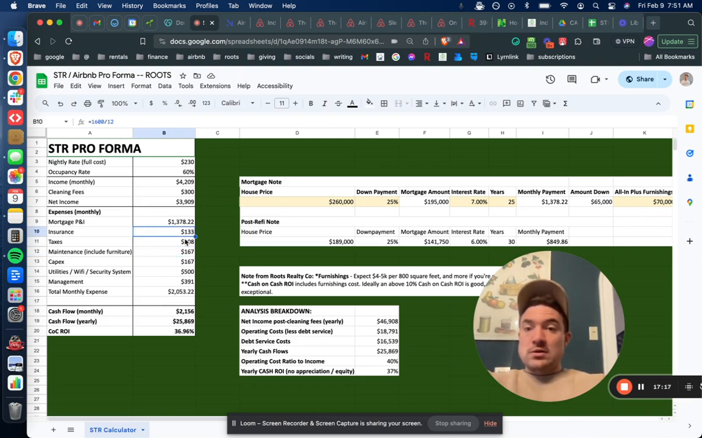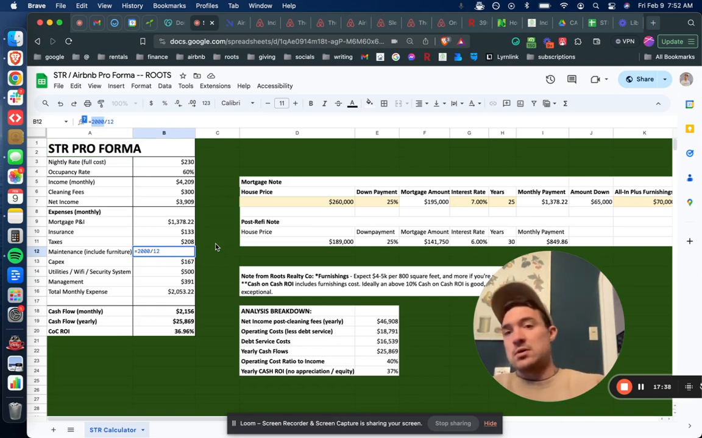All right, so we've updated our insurance, taxes, now maintenance. And I put include furniture. So this is furniture replenishment, the garbage disposal breaks, the dishwasher breaks. You got to tune up the furnace. Typically, 2,000 a year is a solid number for a property. If your property is quite large, you might want to go higher.